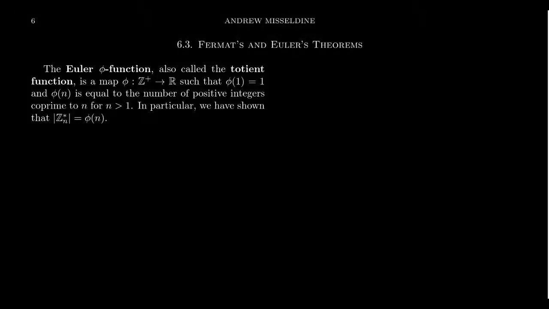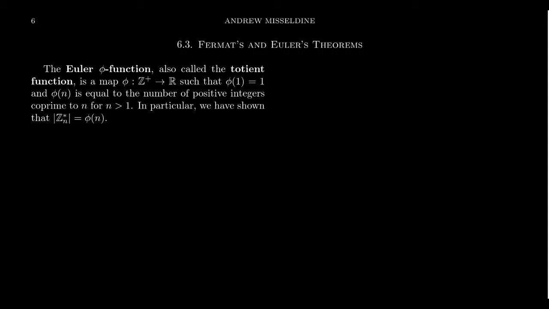In this video, I want to provide the proofs for Fermat's little theorem and Euler's theorem. These are pretty important theorems from elementary number theory. They talk about reduction one can do with modular exponents. But in the context of group theory, these two theorems are just trivial corollaries of Lagrange's theorem.